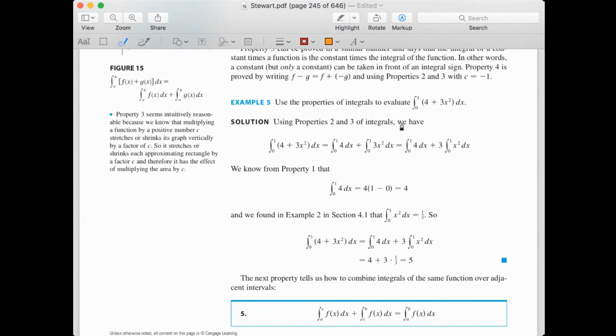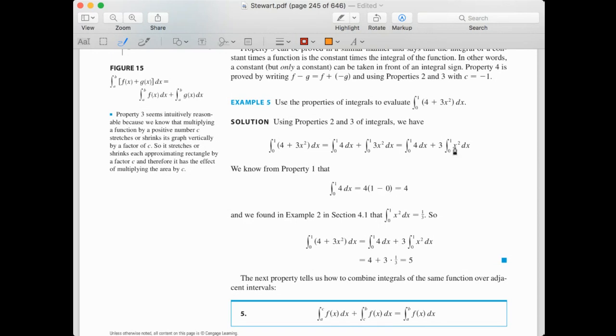Okay, this is an example, right? So the integrand is the sum of two functions. It's 4 plus 3x squared. So we can split it into a sum of two integrals. Then we evaluate this. This is a 4. 4 is constant. So I have 4 times (1 minus 0), which is a 4.